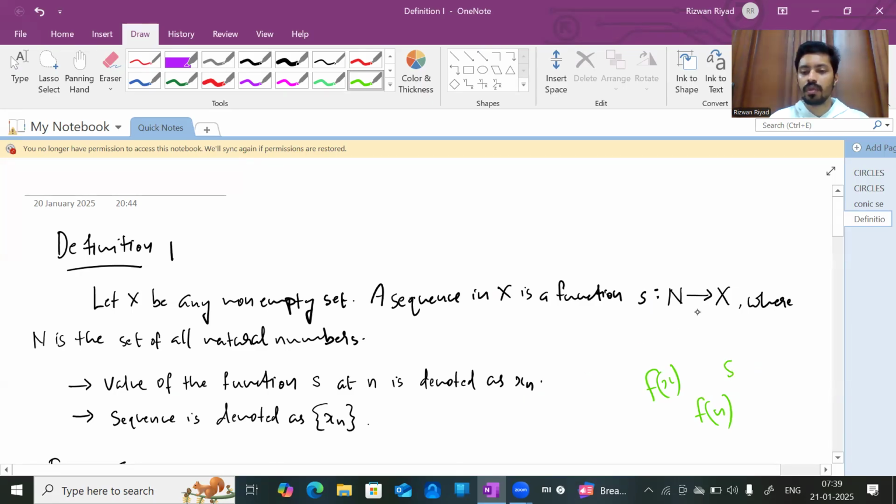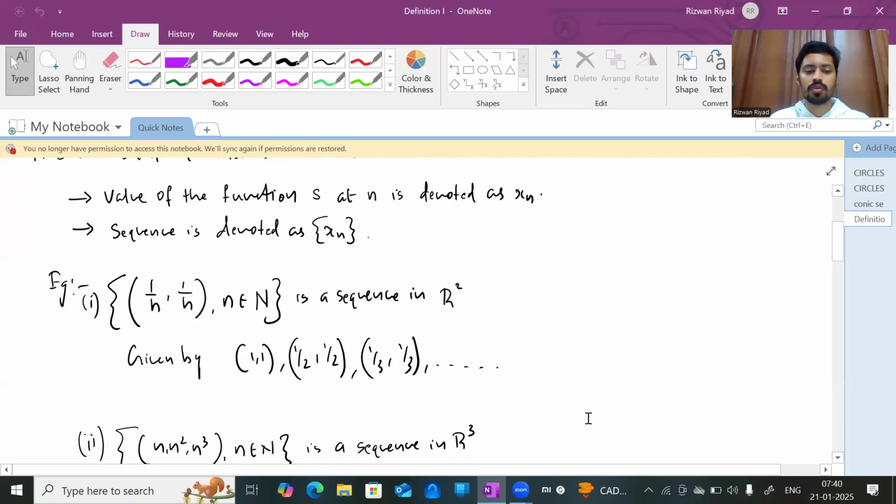Next point, the sequence itself is denoted as this one. This means sequence xn. In this, all the terms of this sequence are included: x1, x2, x3, etc. all are included in this. That sequence completely is denoted as this symbol, sequence xn. So that is the definition of sequence. Next, I will show you some examples.